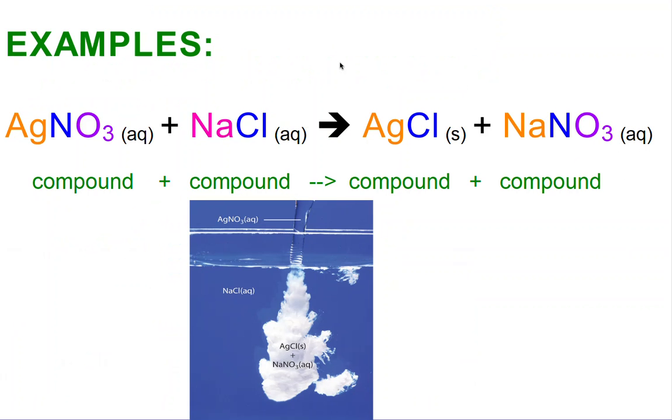Here's an example of a double replacement reaction. The silver in the first compound and the sodium in the second compound end up switching who they're paired with. So now silver is with chlorine and sodium is with nitrate. Okay, and we'll talk more about these double replacement reactions next class, because that's what precipitation reactions are.